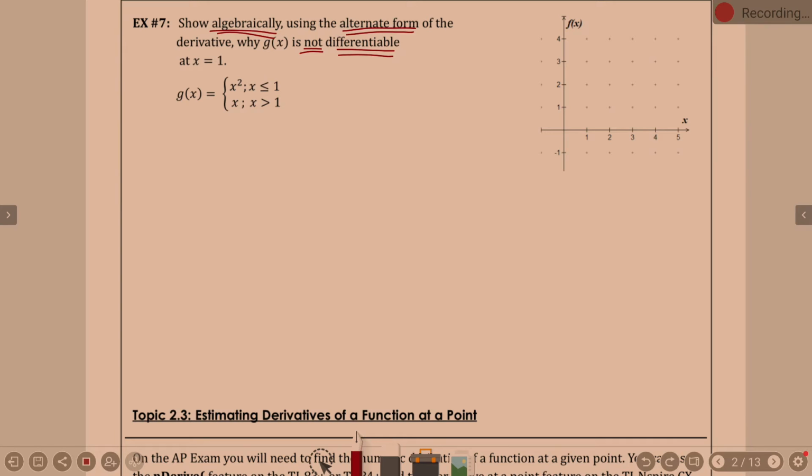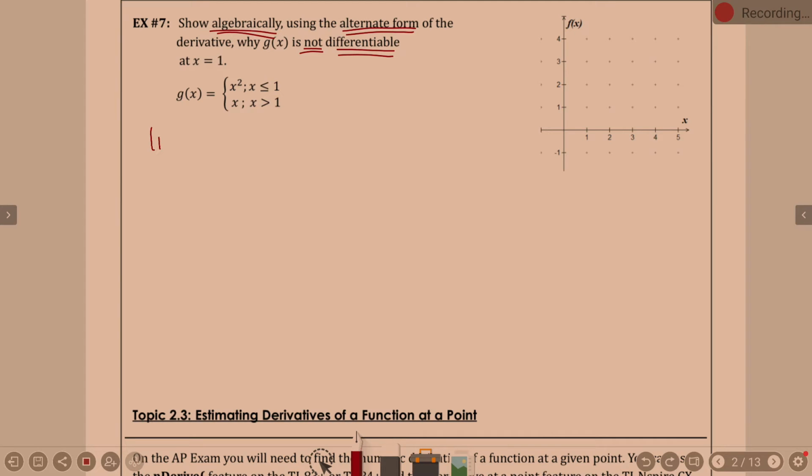In order to show differentiability, or in this case, lack thereof, what do we need to think about first? Are the slopes equal to each other? Right? And so, if the slopes are equal to each other, then we're talking definition of derivative, yes? And as we talk definition of derivative, it specifically said to use the alternate form.